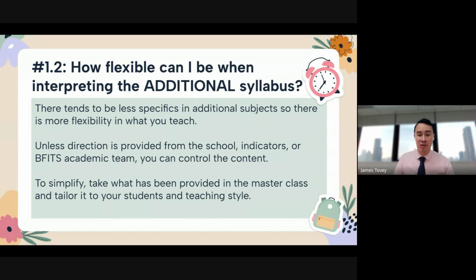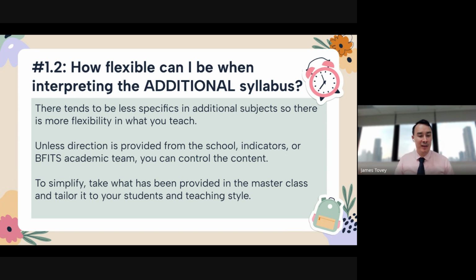So usually it is some sort of problem solving. It is some sort of skill that they want to practice, or some way of thinking, or some practical way of applying what they've learned in the core subject. Basically, you can take what's been provided in masterclass and tailor it to your students and your teaching staff, if you just want to make it simple. But you could potentially do it in some other ways. You could get them to apply things in different fashions, and make some sort of project that they can work on that proves they understand what's being talked about there.